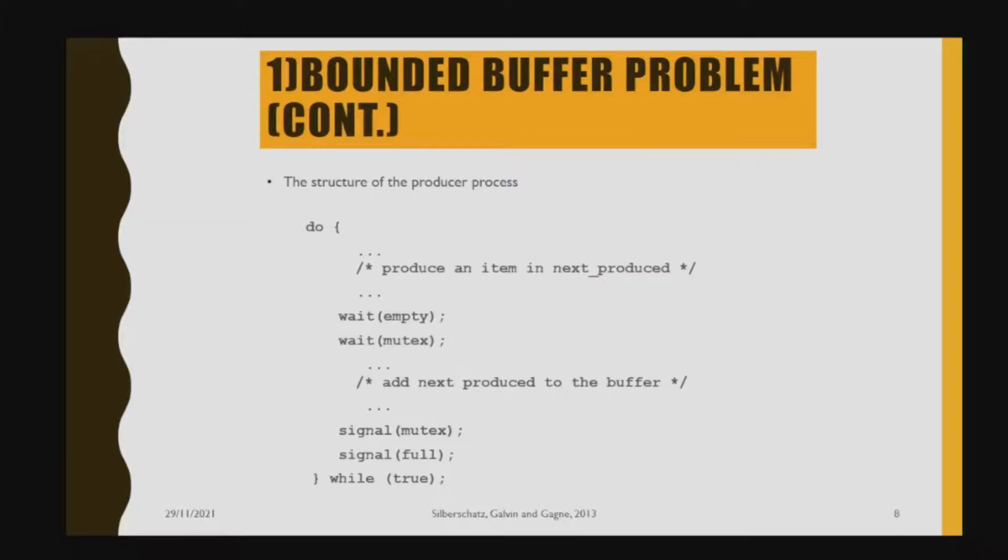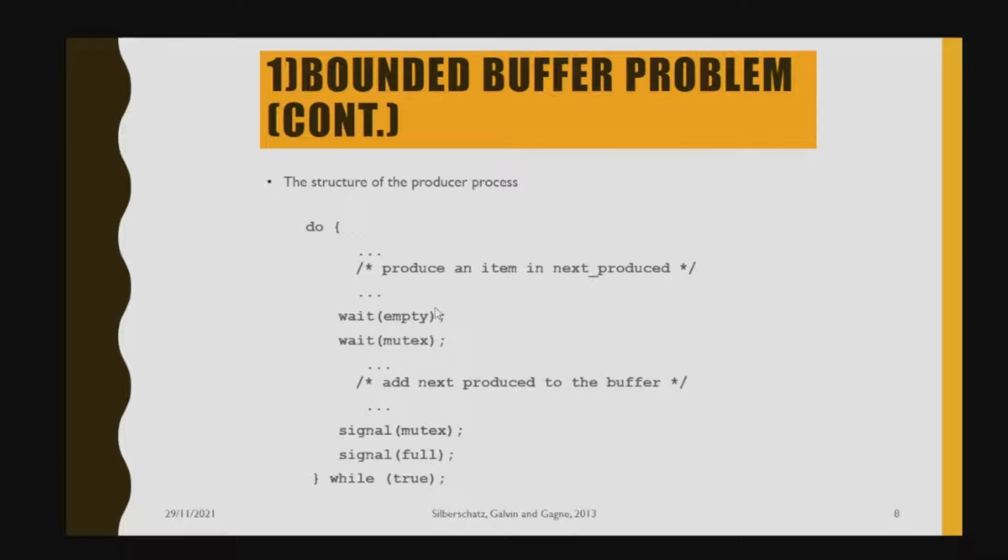These are the structures of the bounded buffer problem. We have two parts: the producer and the consumer. This is the first part, which refers to the producer. We assume that these are the structure for the producer process. We do something and produce an item in next produced, meaning the producer will produce something. So we call the function wait.